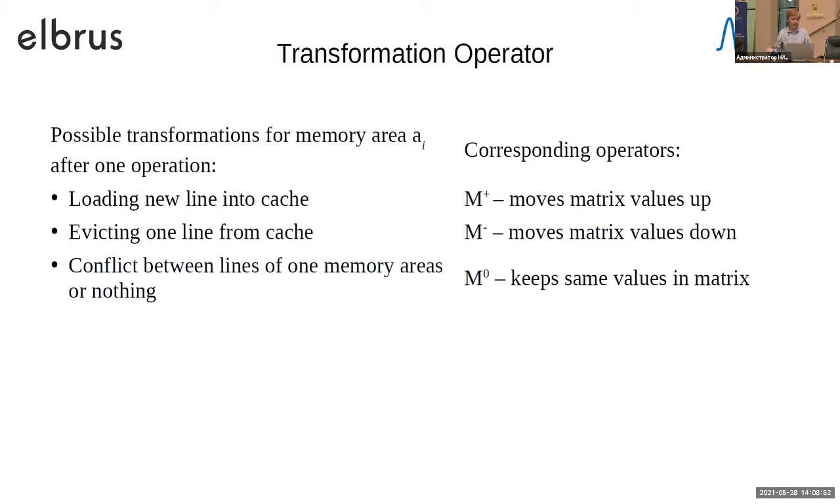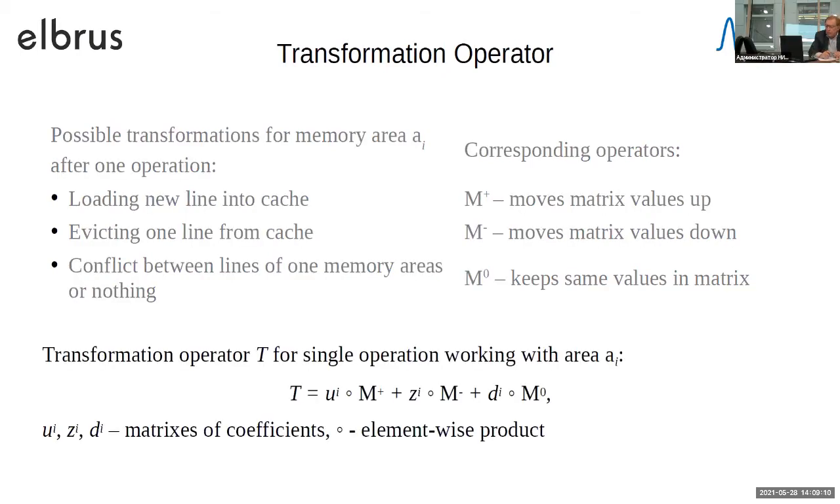We can evict one line when the access is to another area, or there is a conflict between lines of one memory area, or we do nothing. So we make a corresponding operator for cache states, and we see that the transformation operator can be written as a sum of element-wise products of these simple operations of moving up and down, and matrices of coefficients corresponding to which memory area is accessed in this operation.